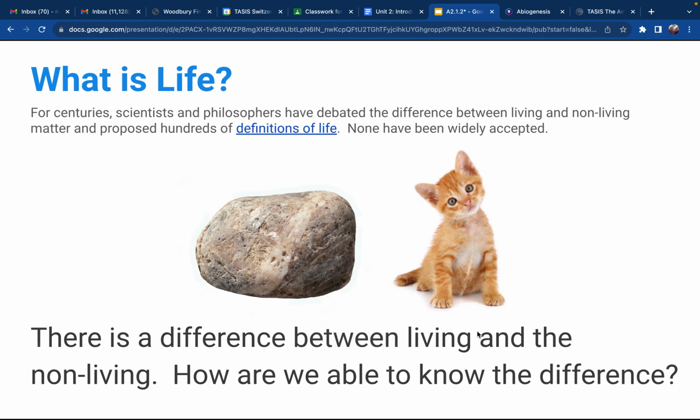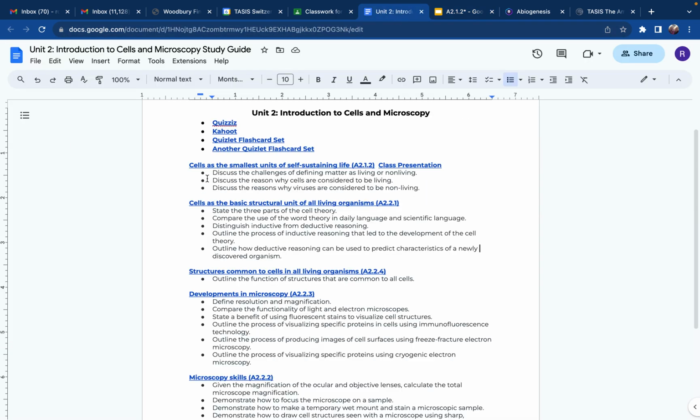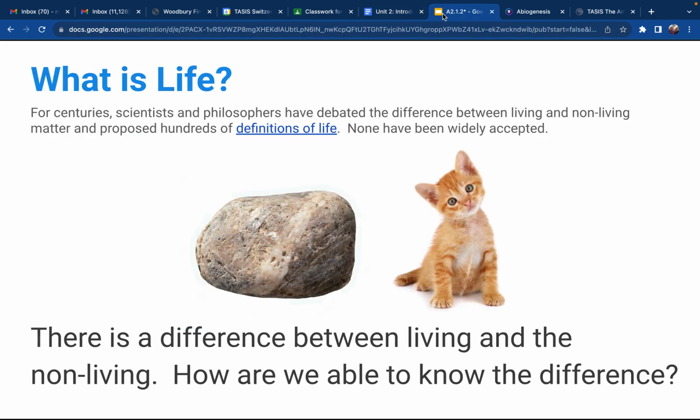Out this assessment statement from our study guide. We're going to focus in on cells as the smallest unit of self-sustaining life. And in this presentation, in this video, we're going to discuss the challenges of defining matter as living or non-living. We're going to discuss reasons why cells are considered to be living, and then we're going to discuss reasons why viruses are not considered to be living.